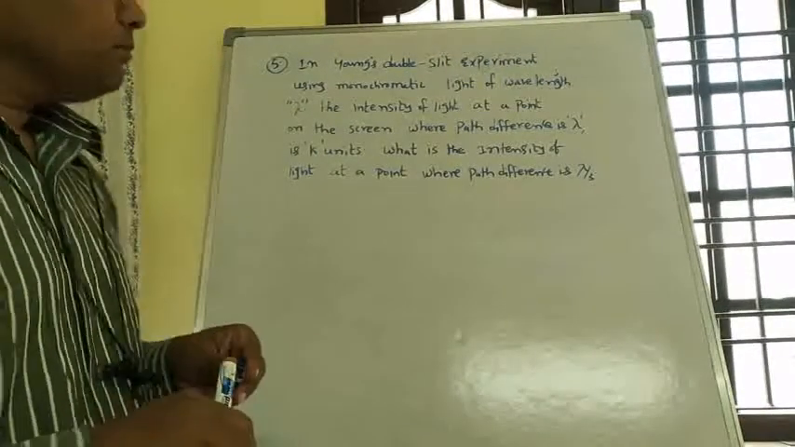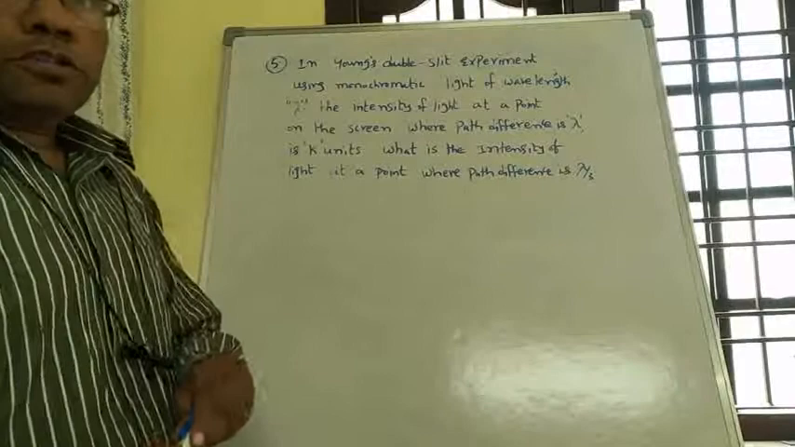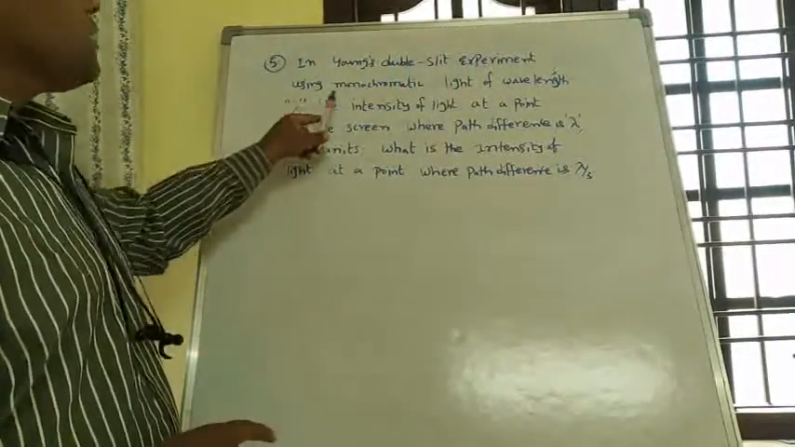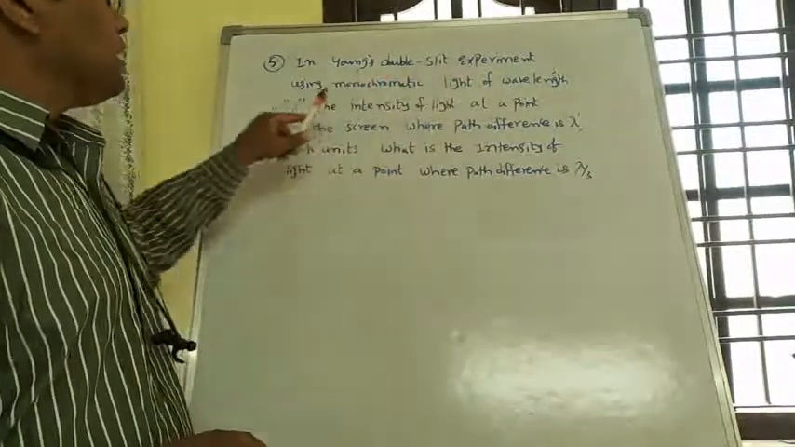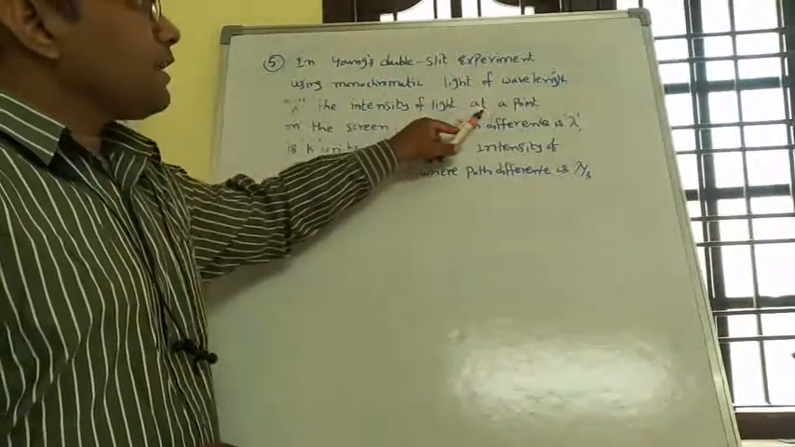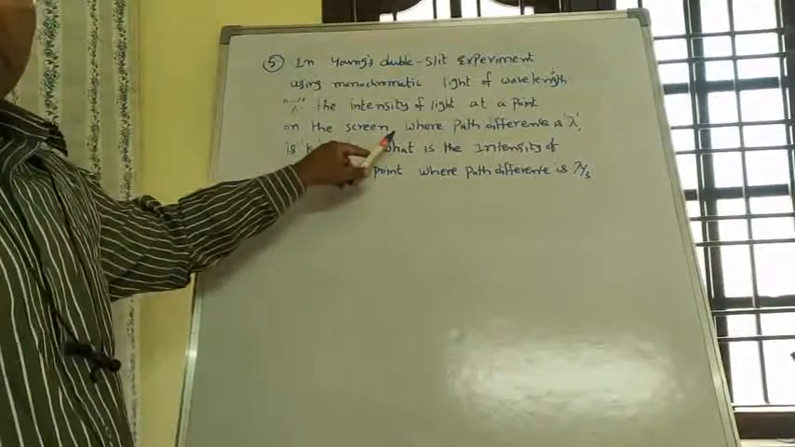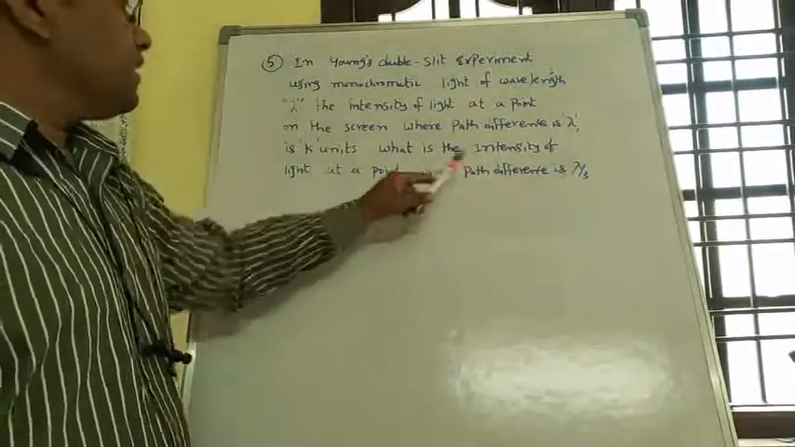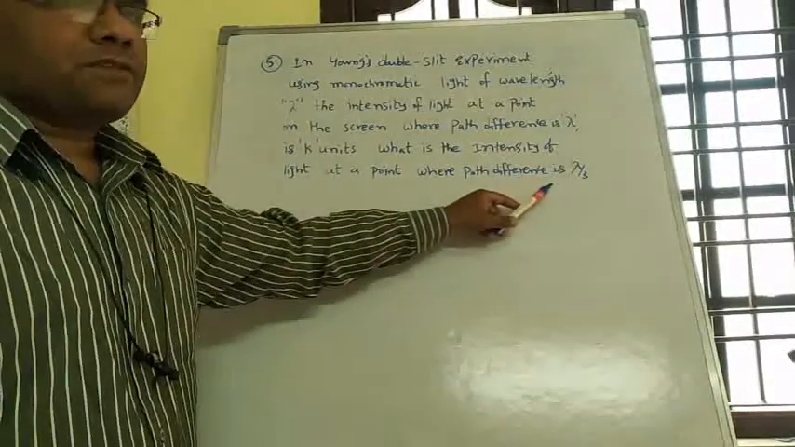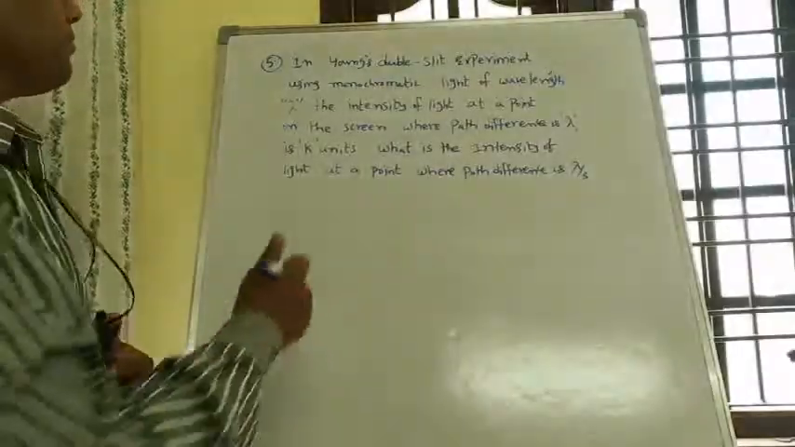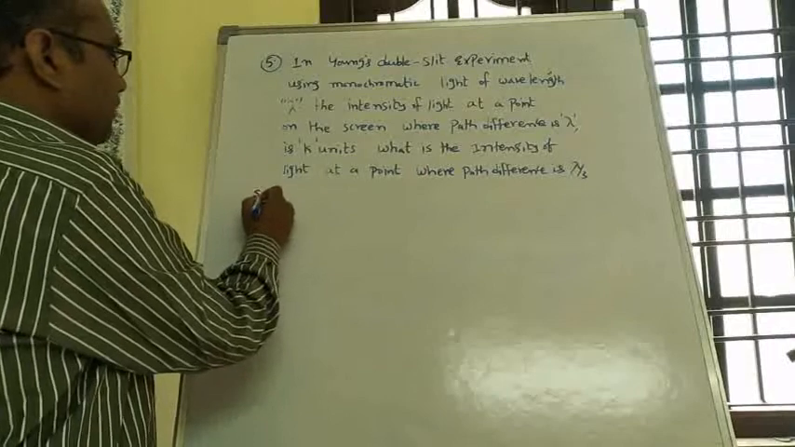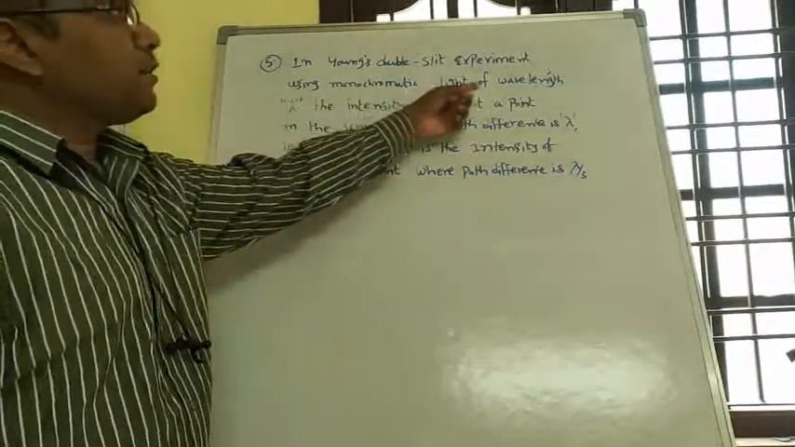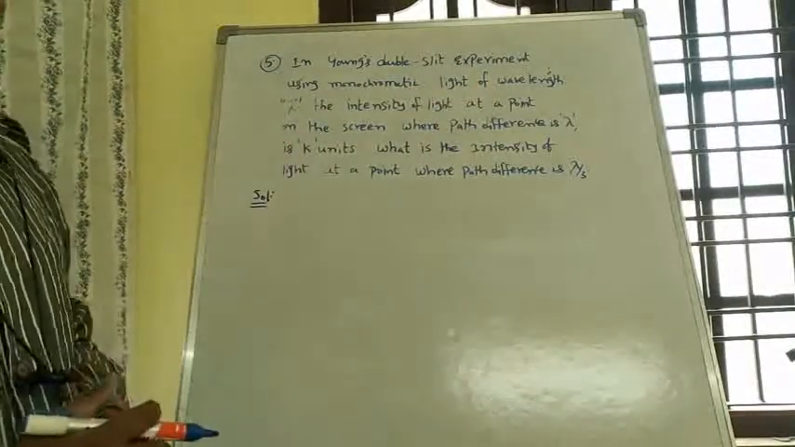Now fifth problem. The question: in Young's double slit experiment, using monochromatic light of wavelength lambda, the intensity of light at a point on the screen where path difference is lambda is k units. What is the intensity of light at a point where the path difference is lambda by 3? So what is the given first thing? Monochromatic light source of wavelength is lambda.